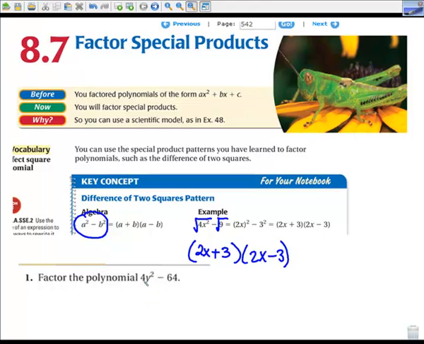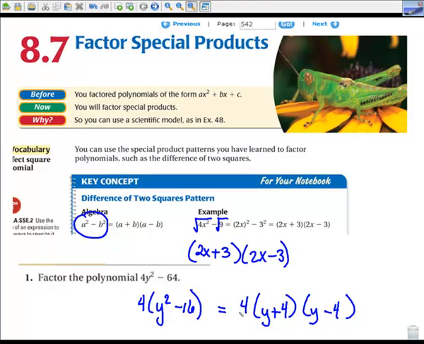Now, as with anything, the first thing you want to do is see if there's a greatest common factor. So in 4y squared minus 64, the greatest common factor is 4. When I factor it out, I get 4 times y squared minus 16. And now I keep going. So this is 4. The square root of y squared is y. I'm going to go plus and minus. The square root of 16 is 4. So if I were to multiply this all together, I would end up with 4y squared minus 64 if I were to FOIL and then multiply by 4.